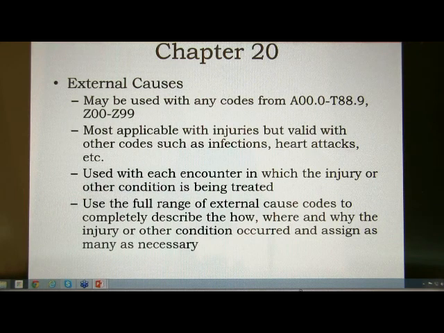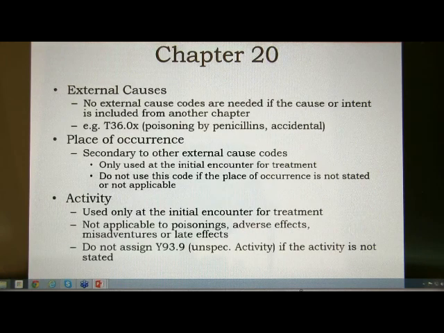So Chapter 20 is kind of broken out into 3 different categories. The external cause, so what happened that caused this injury, like I fell off the ladder. There are codes out there, and the example there, code T36, poisonings by penicillins, that's accidental. We wouldn't have to report anything else because we know that the patient got poisoned, we know that it was an accident, and that it was by a penicillin. So there are no further external cause codes to report for that one code.